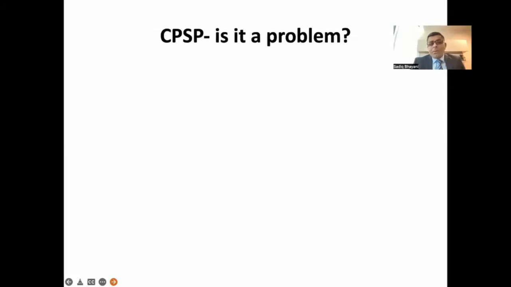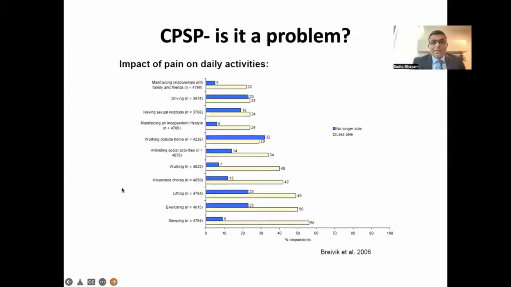Now, is that a real problem? What does chronic post-surgical pain do in terms of the patient's quality of life? So look at this. This is actually old data from 2006 from Preventive. So maintaining relationships with friends and family becomes a problem. Driving becomes a problem. Sexual relationships are a problem.